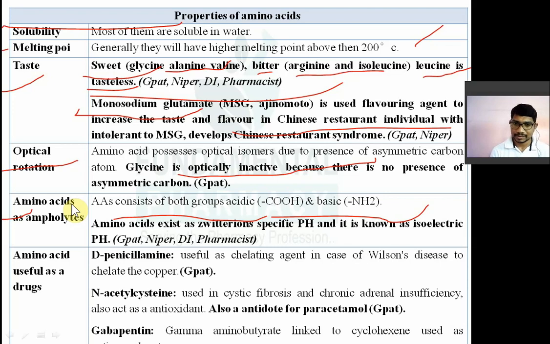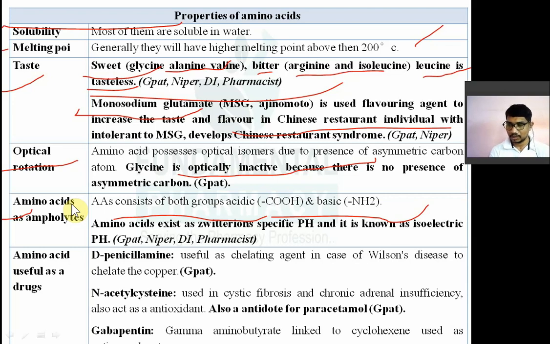Now you can calculate it from the pKa, the dissociation constant, by taking the sum of the ionizable groups divided by their number. Every amino acid has COO minus and NH3 plus. COO minus has one pKa and NH3 plus has another pKa. Add both and divide by 2. So the pKa of COO minus plus the pKa of NH3 plus, divided by 2, will give you the isoelectric pH. So the isoelectric pH can be calculated by adding the pKa of the ionizable groups.